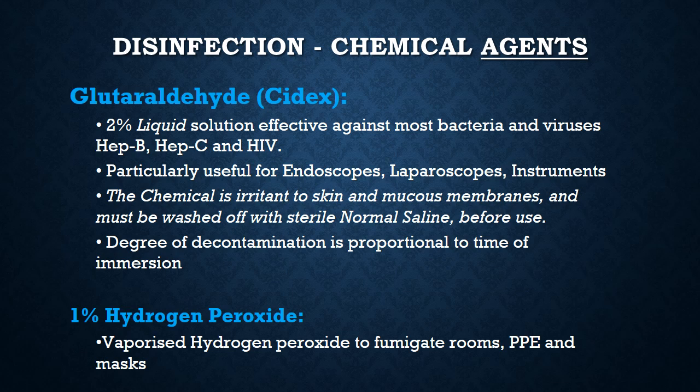1% hydrogen peroxide, vaporized hydrogen peroxide can be used within closed cabinets or to fumigate large rooms or large containers containing PPE and masks. Specialized low volume vaporizers and defoggers are used, fogging machines.